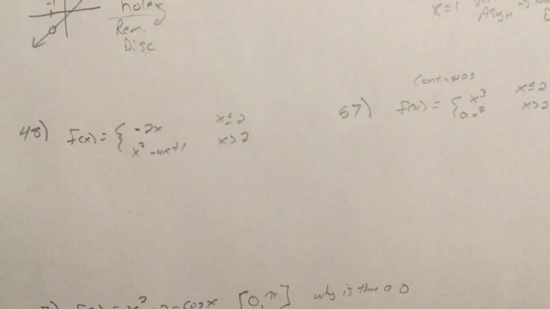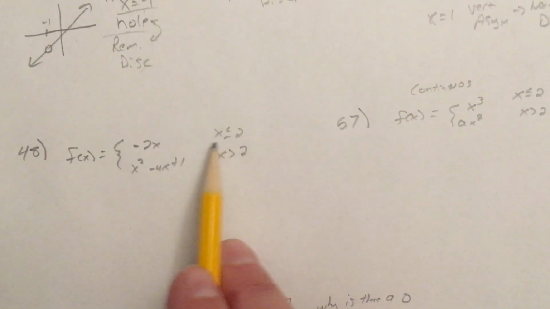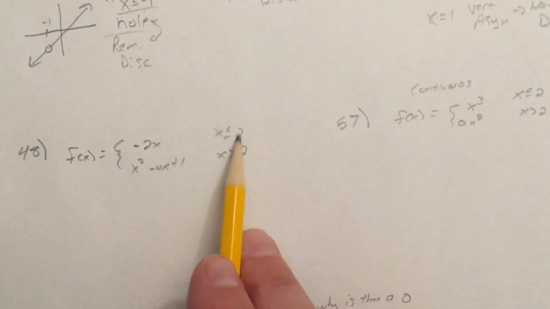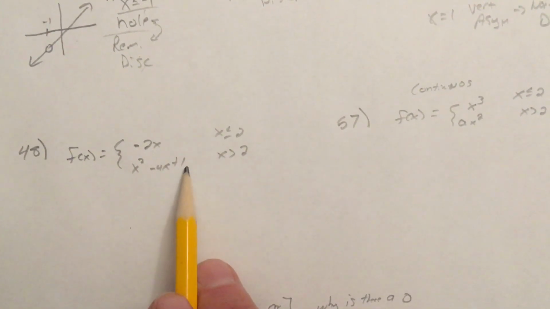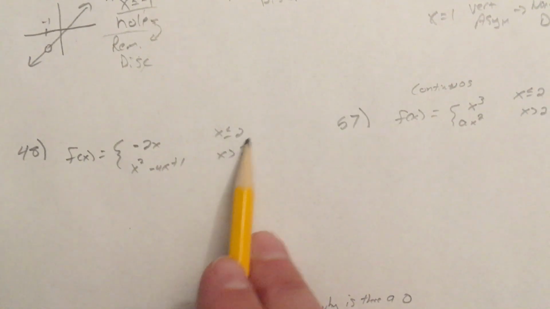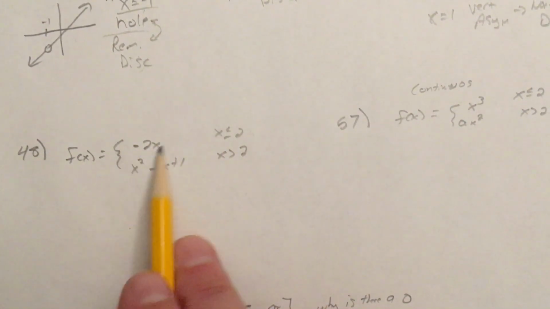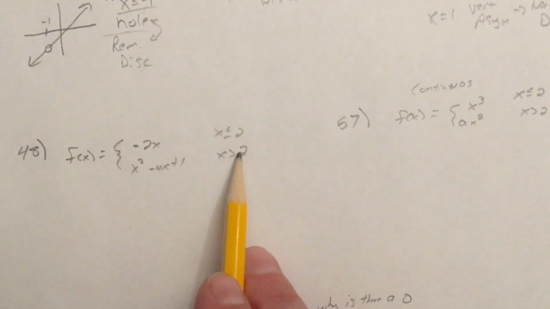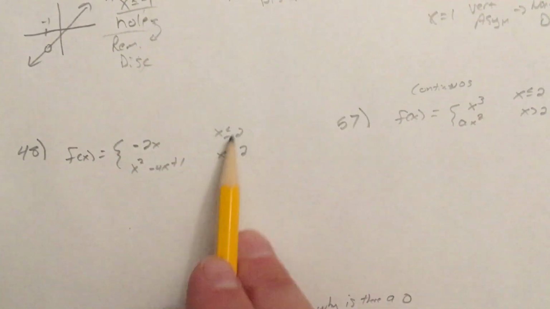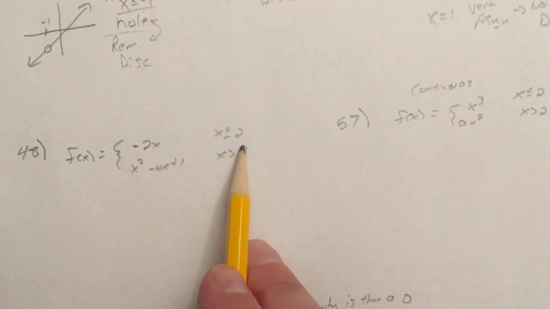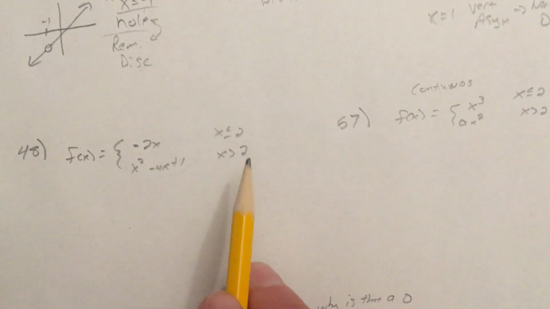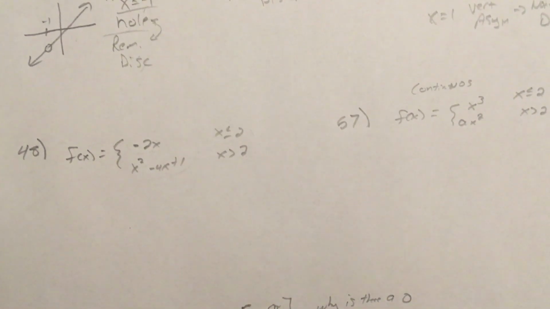Okay, for number 48, we have negative 2x for anything less than or equal to 2, x squared minus 4x plus 1 for anything greater than 2. So anything less than 2 is going to have no problem. I can take negative 2 times anything. Anything greater than 2 is not going to have a problem. The only problem I might have is at this transition, right? If there's a gap or a break in the graph right there, then that will be a discontinuity.